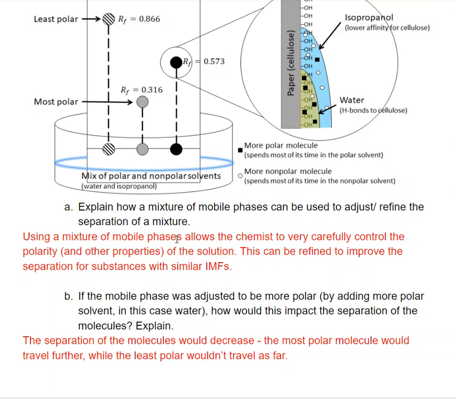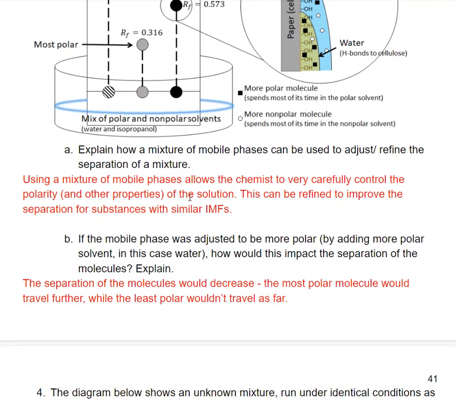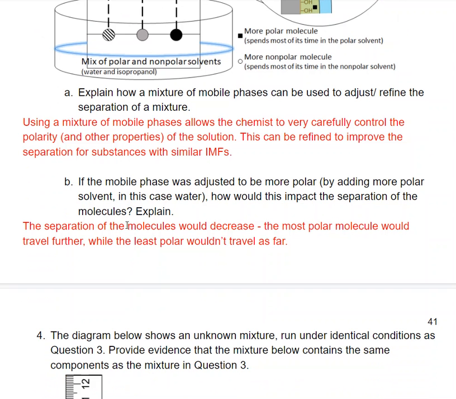If the mobile phase was adjusted to be more polar by adding more water, how would this impact the separation? So my separation would become poorer because there would be less separation between those molecules. The most polar molecule would travel further, while the least polar won't travel as far. So we would see a difference in how those molecules get separated.